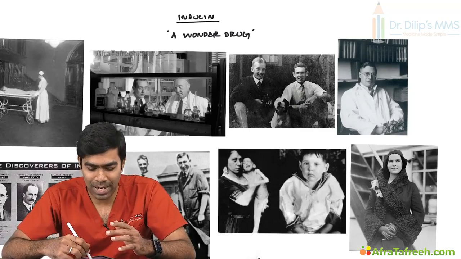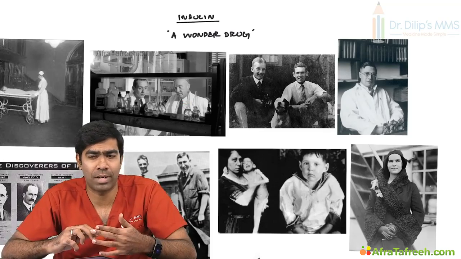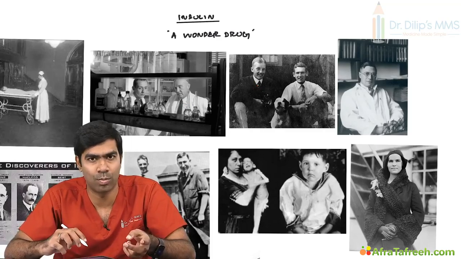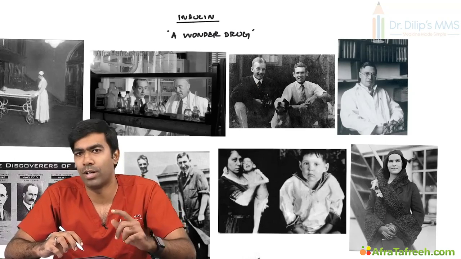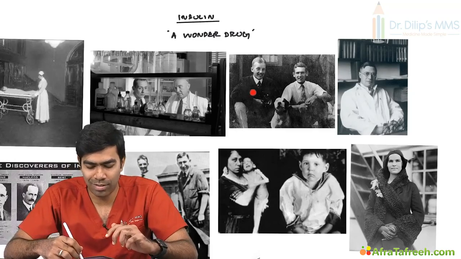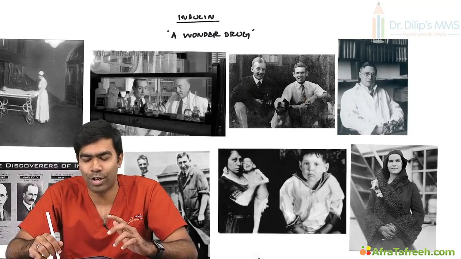Because Banting asked for one student helper from J.J.R. MacLeod, and MacLeod provided two student helpers. One is Charles Best and the second is Clark Noble. But Banting wanted only one. So they decided who would work with Banting by a coin toss. Best won the coin toss, and Clark Noble did not, and the rest is history.